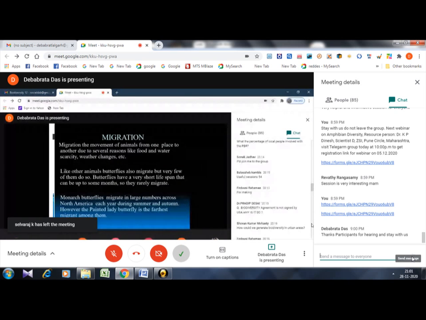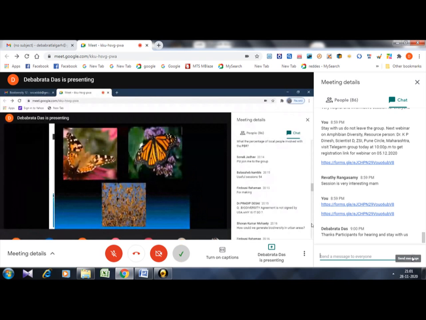The monarch butterfly migrates in a group, and there can be 15,000 butterflies in a group. But the largest, the farthest migrant, is the painted lady butterfly. You can see the pictures over here: the painted lady on the top left corner, and the monarch butterfly on the top right corner. And in the bottom photograph, you can see the monarch butterfly migration.